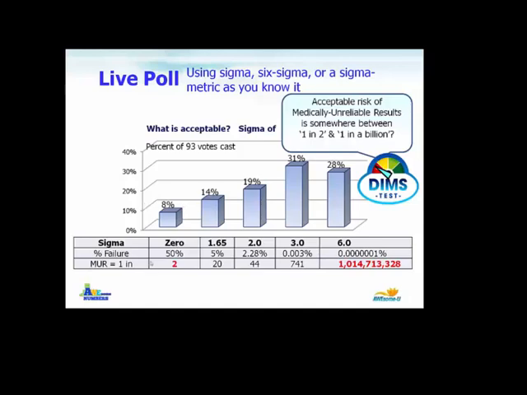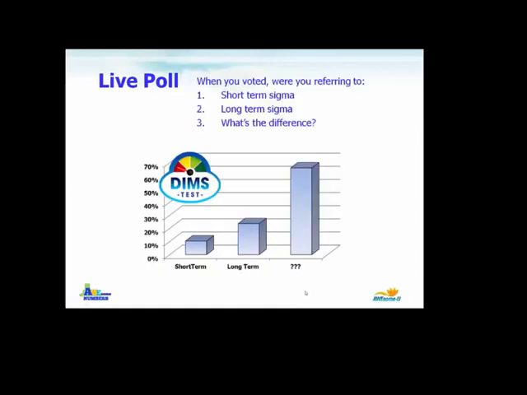So for those of you who said, I would accept a sigma of 0, what you're really saying is I would accept 1 in 2 results being medically unreliable. However, if you said I want a sigma of 6, then you want it to be 1 in a billion. You may not be able to attain that goal. And then we added the complication of, was it a short-term sigma, a long-term sigma, or what is the difference? And this is why I say 6 sigma I don't think works the way it is in medical labs.